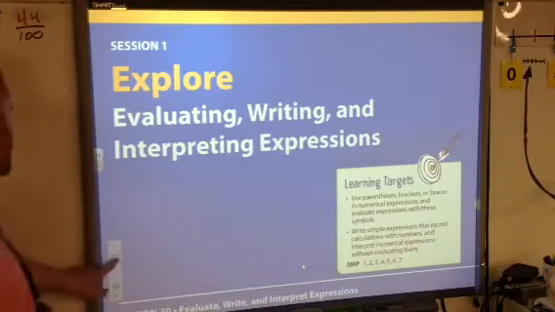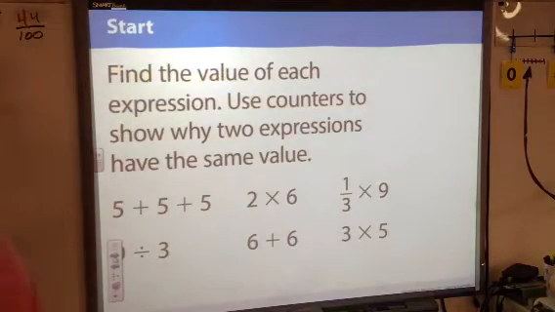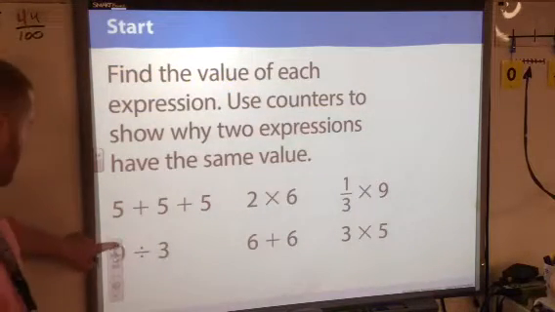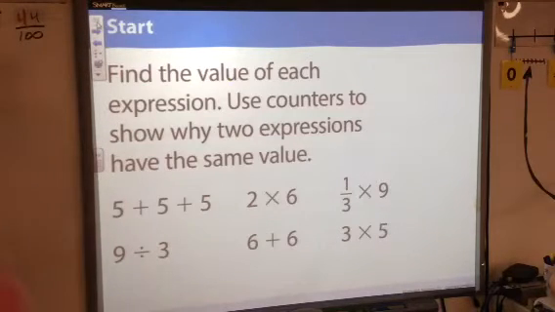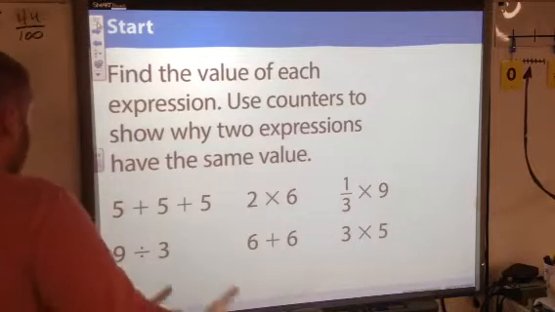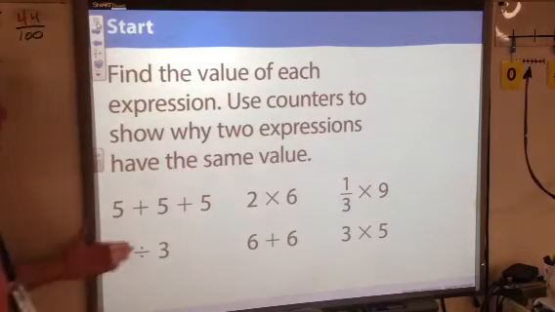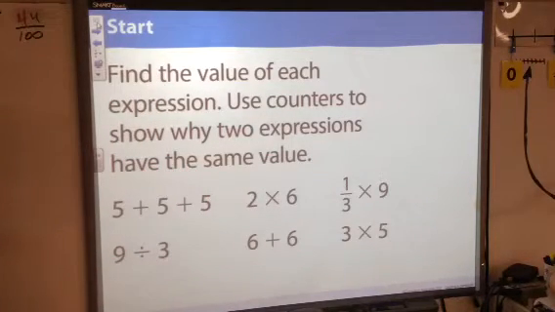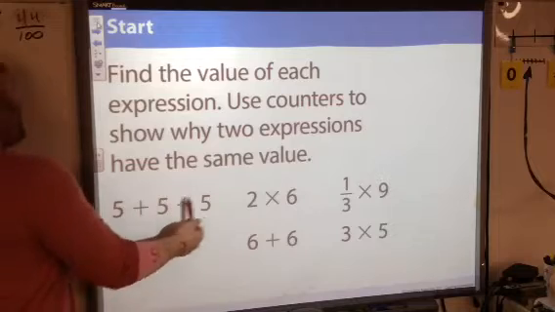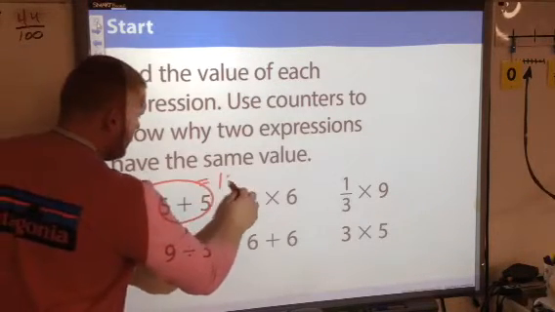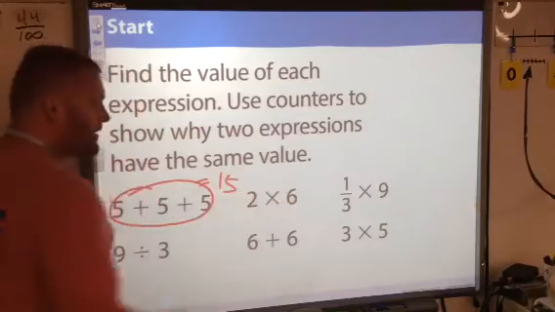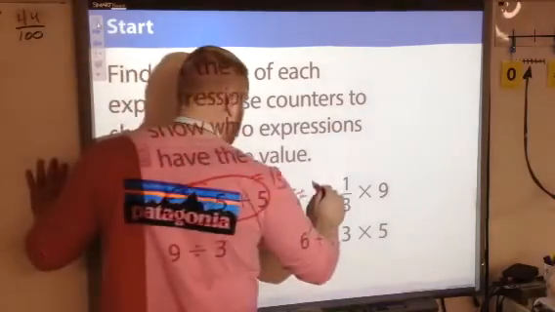Okay, so we're just going to warm up with this right here. The whole topic of order of operations is completing things that you've already done before. Like I said, multiplication, division, addition, subtraction. So if we solve these warm-up problems, it's stuff that you've already done before. We have 5 plus 5 plus 5. That's repeated addition. It equals 15. We have 2 times 6, which we know is 12.